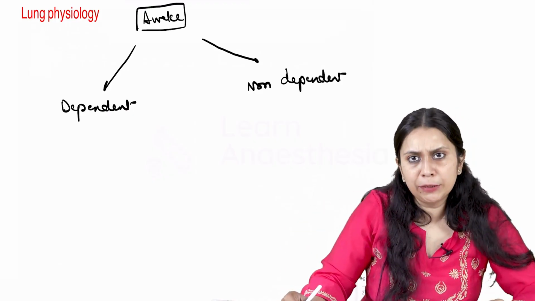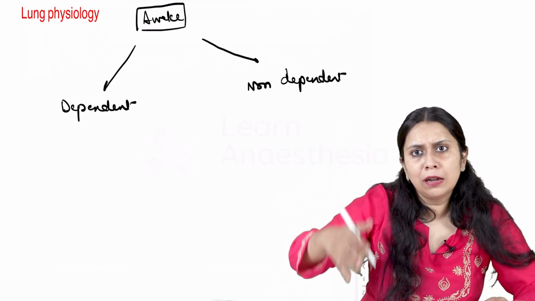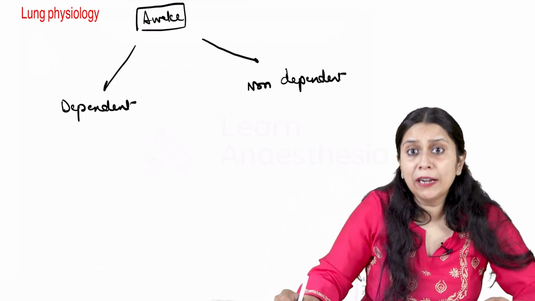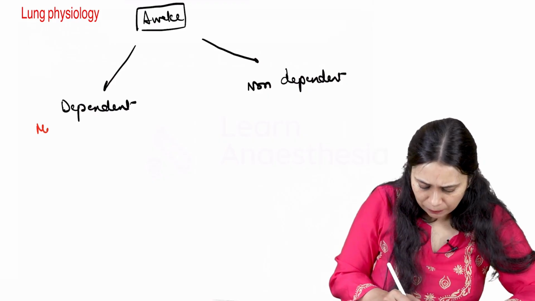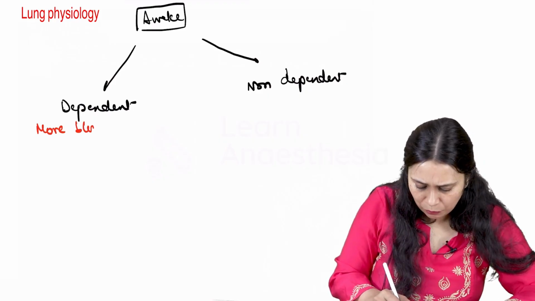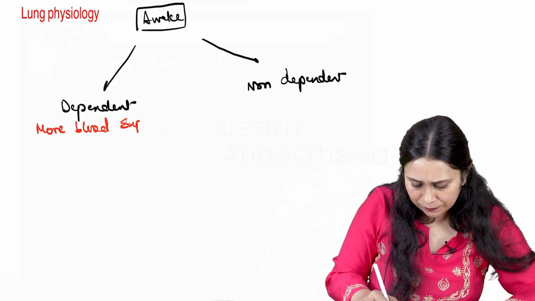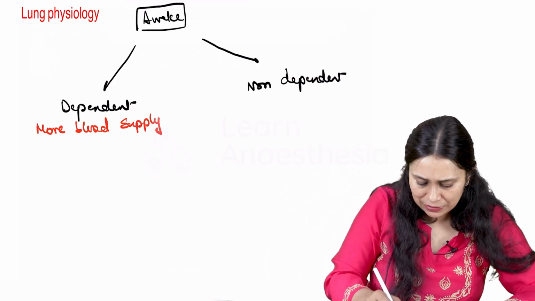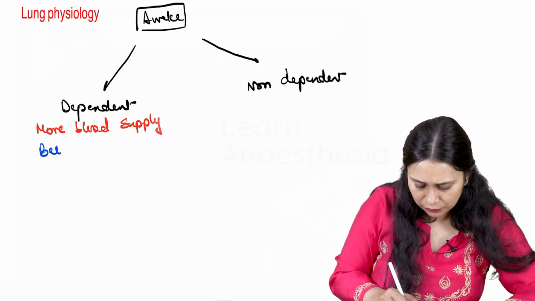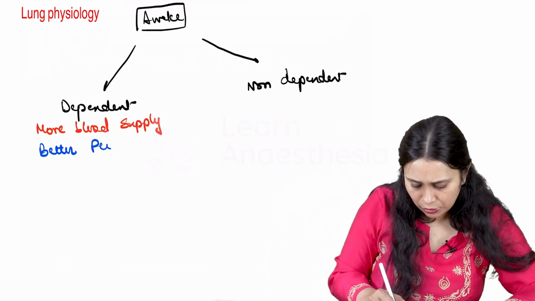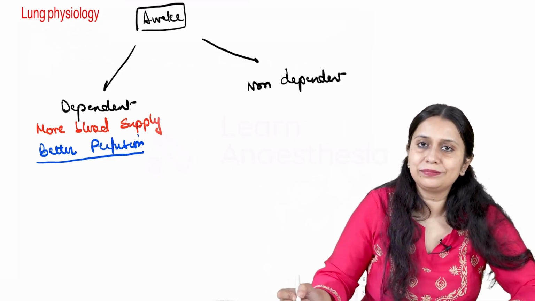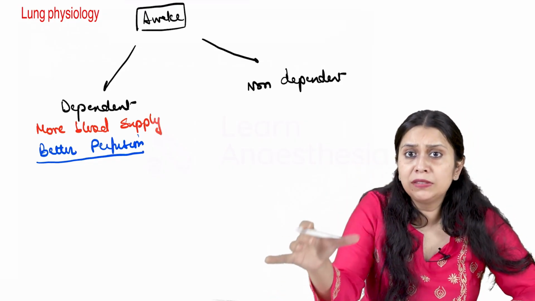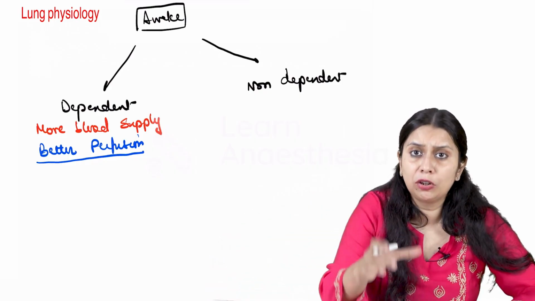So what would happen to the perfusion in the dependent part of the lung? Perfusion is gravity dependent, so always the dependent part of the lung would get more perfusion. More blood supply means better perfusion. So the dependent part of the lung is getting better perfusion. What about ventilation? The dependent part of the lung is getting better ventilated also.